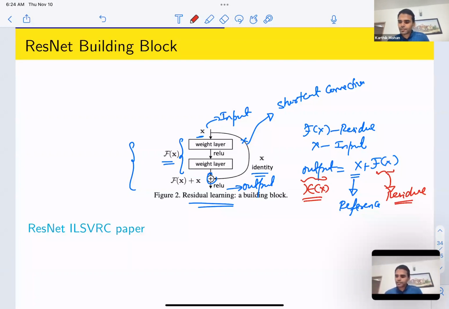Okay, so that's a little bit on the residual building block. So the key takeaway here is you have a reference and you have a residue, and this setup helps the model learn residues as needed, or just copy things over from the previous layers, leaving things untouched, so that you do at least as well as a shallower network.